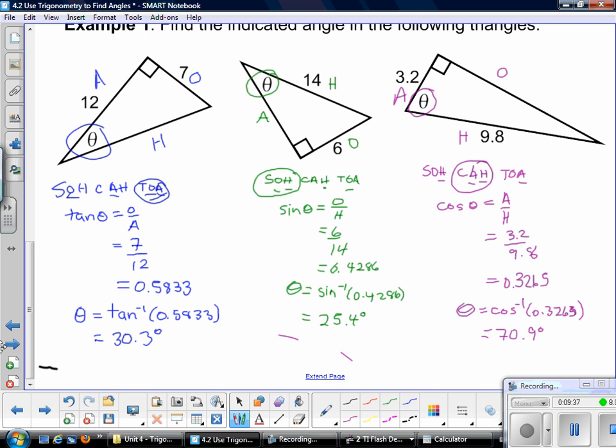Now we're going to do one example that's a word question, so I'm going to stop it. It won't be nearly as long as this last question.